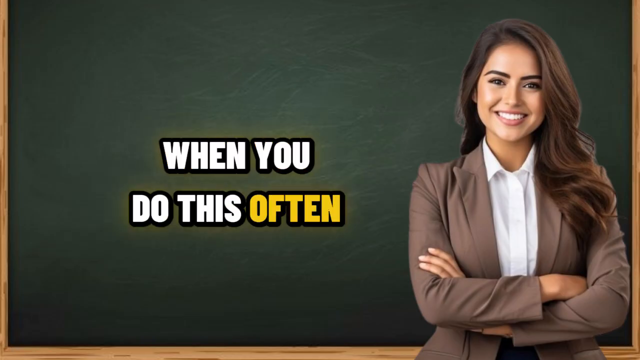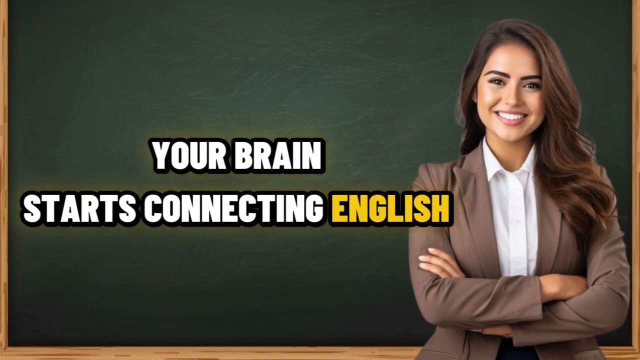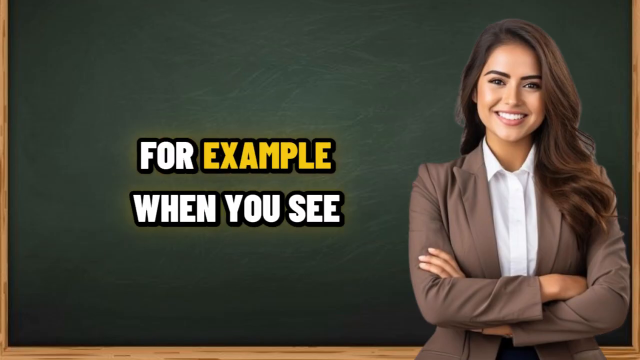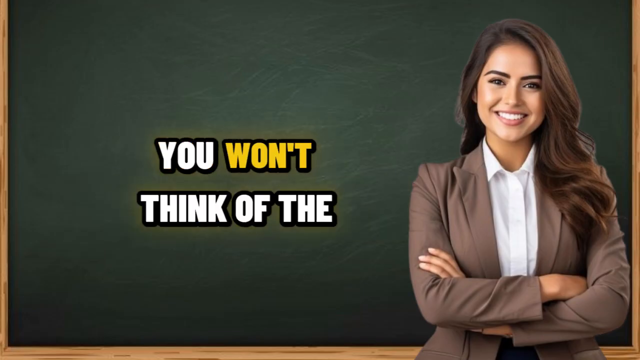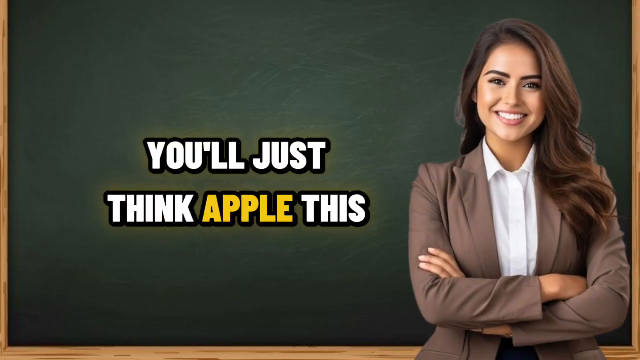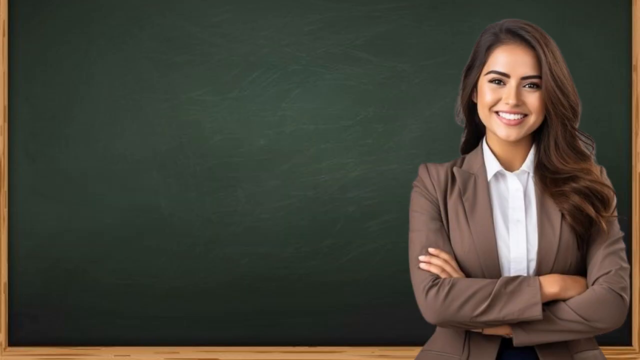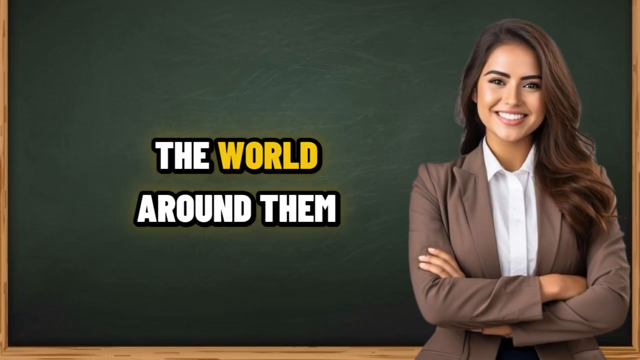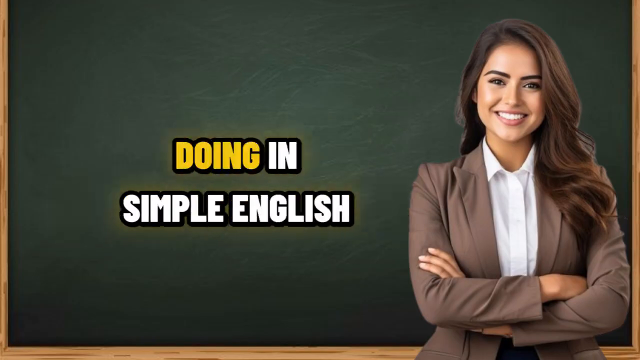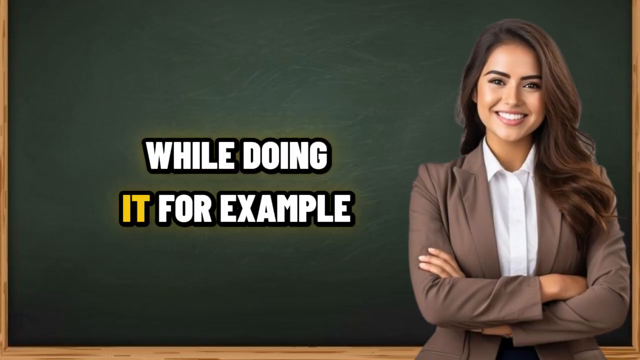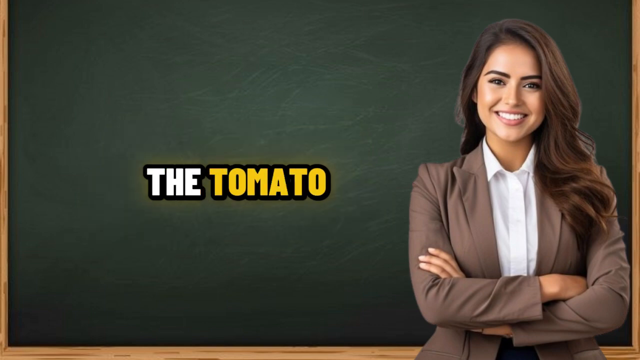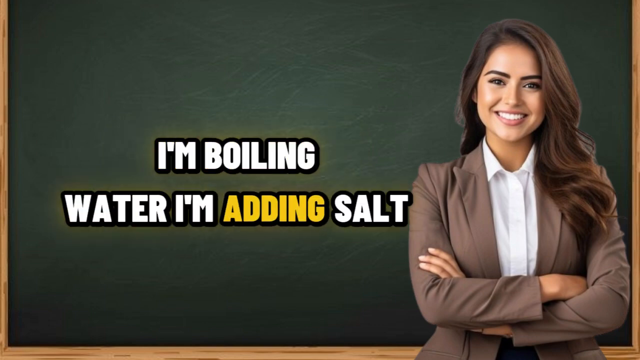When you do this often, your brain starts connecting English words directly to ideas. You won't translate anymore. For example, when you see an apple, you won't think of the word in your first language first. You'll just think apple. This is how native speakers think. They connect words directly to the world around them. Another great exercise is to describe what you're doing in simple English while doing it. For example, when cooking, think, "I'm cutting the tomato," "I'm boiling water," "I'm adding salt."